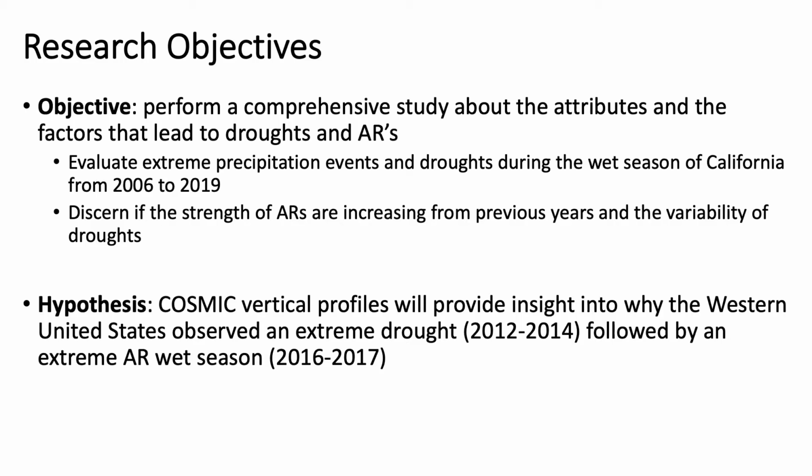So first of all, I'd like to talk about our research objectives. Our main objective when we developed this experiment was to perform a comprehensive study about the attributes and factors that led to droughts and atmospheric rivers. So we plan to look at precipitation events and droughts during the wet season of California from 2006 to 2019. If you are not familiar with what the wet season of California is, it's about October to about March, maybe into April. And that varies each year, but we're looking pretty much into those months.